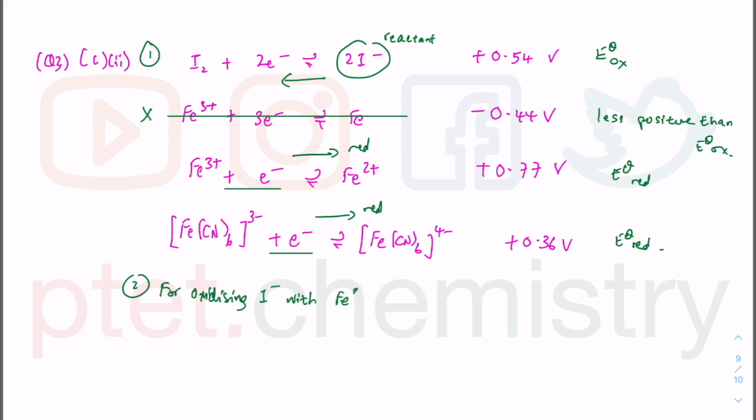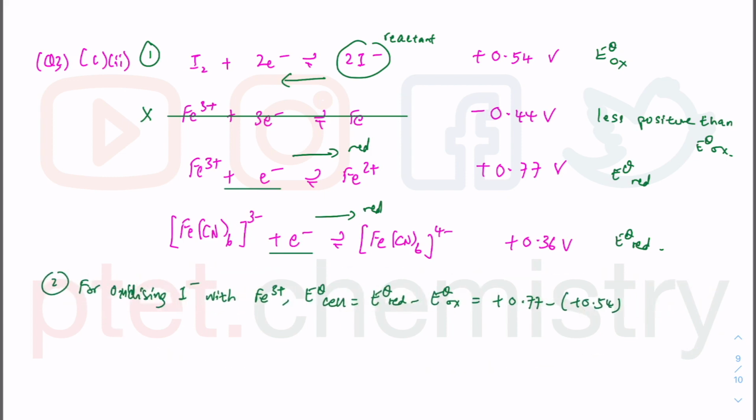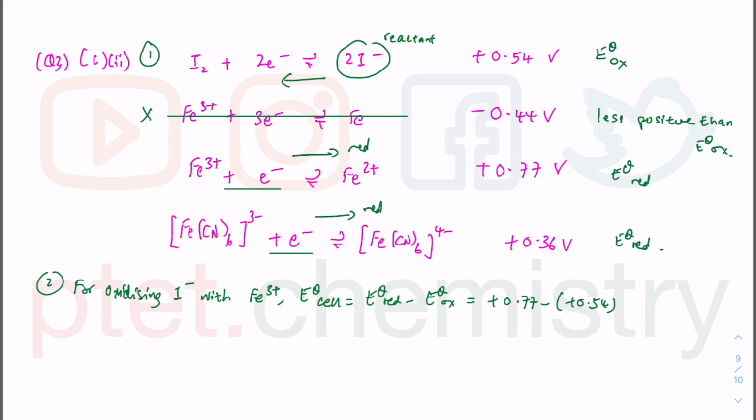with Fe3 plus, the E cell is equal to ERAT minus EOX. The ERAT is going to be more positive. So plus 0.77 minus plus 0.54, and you can see that there is going to be a positive number. I press into my calculator and get plus 0.23. Your calculator doesn't show you the plus, but you must have sign, value and units for this kind of question. Therefore, feasible and spontaneous.